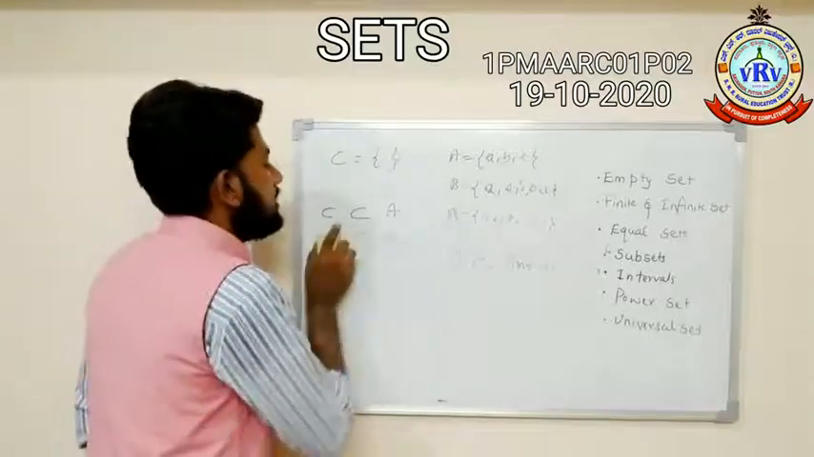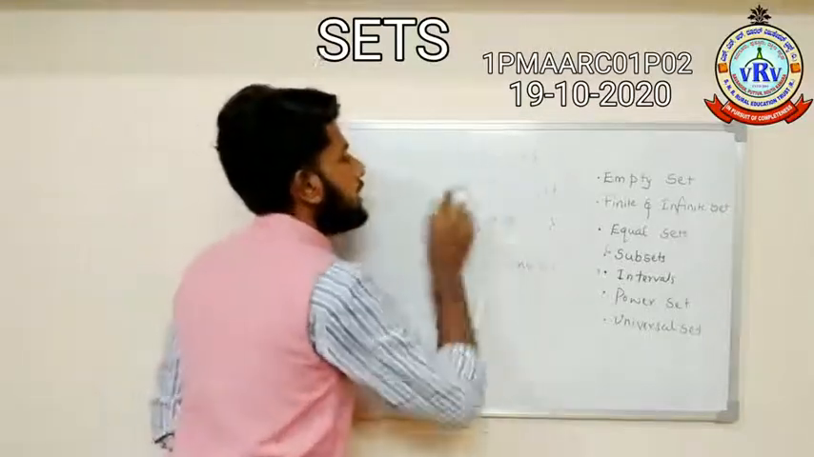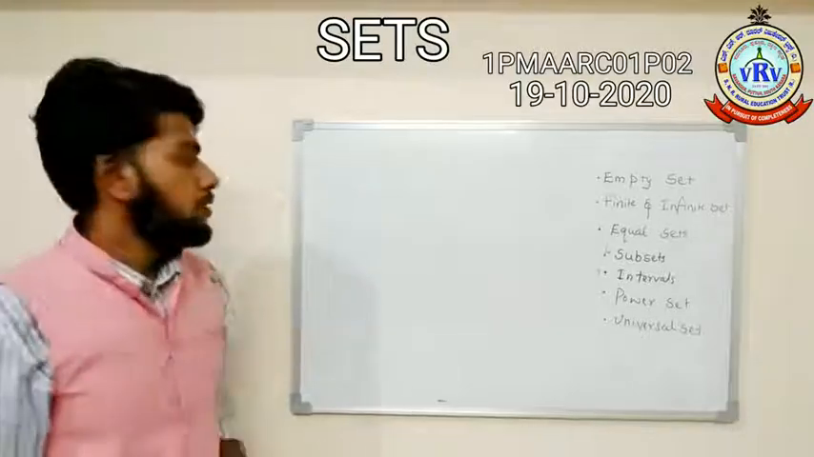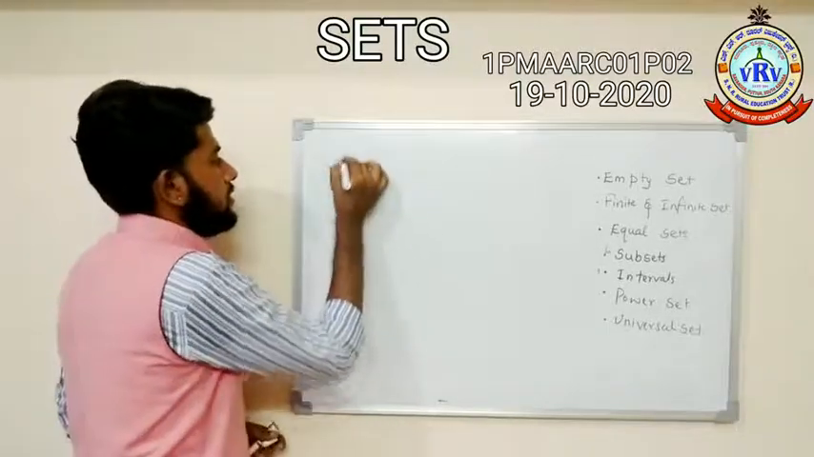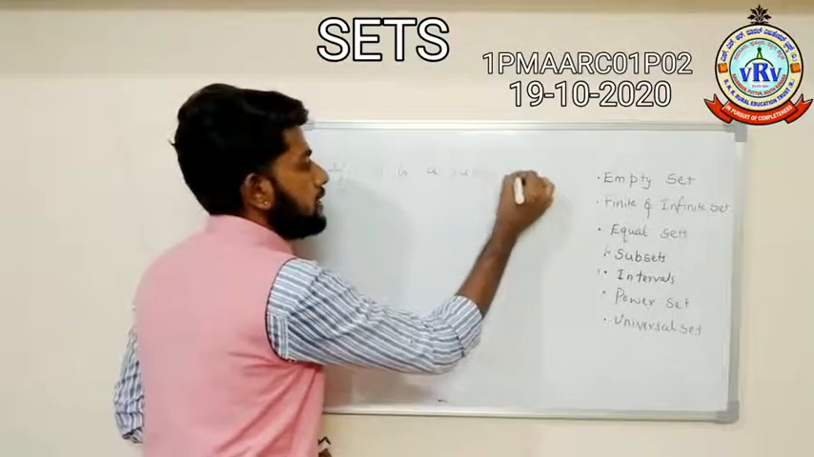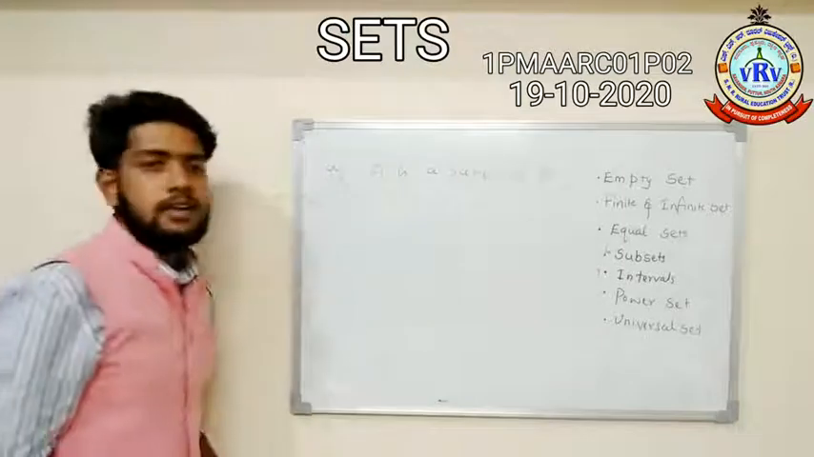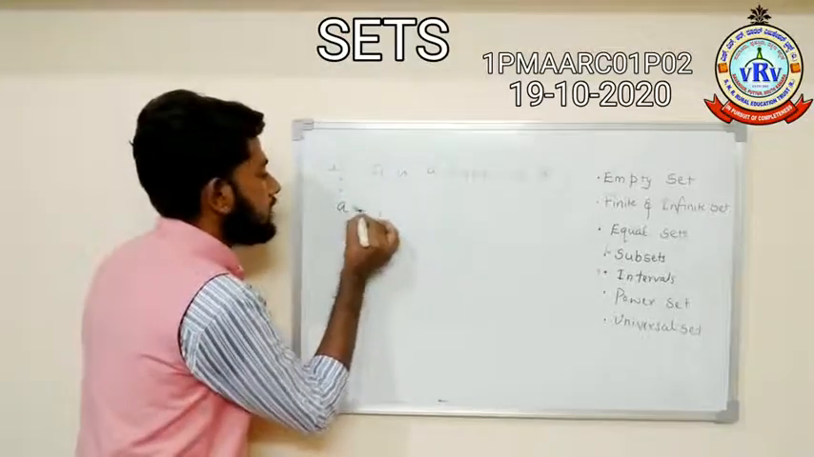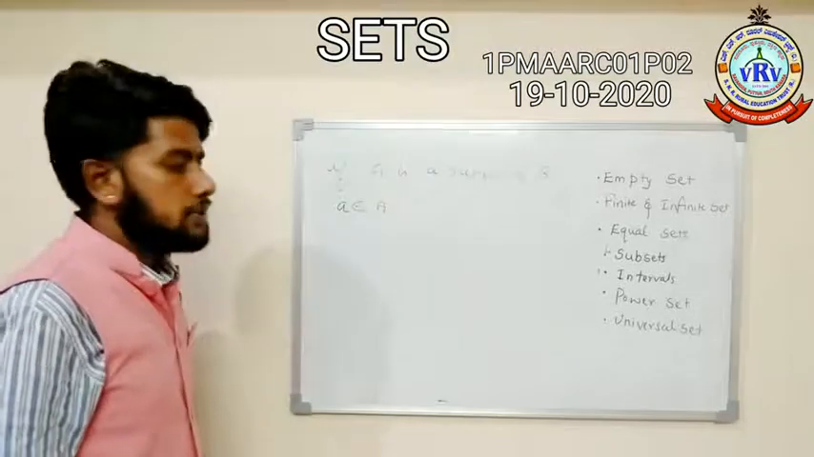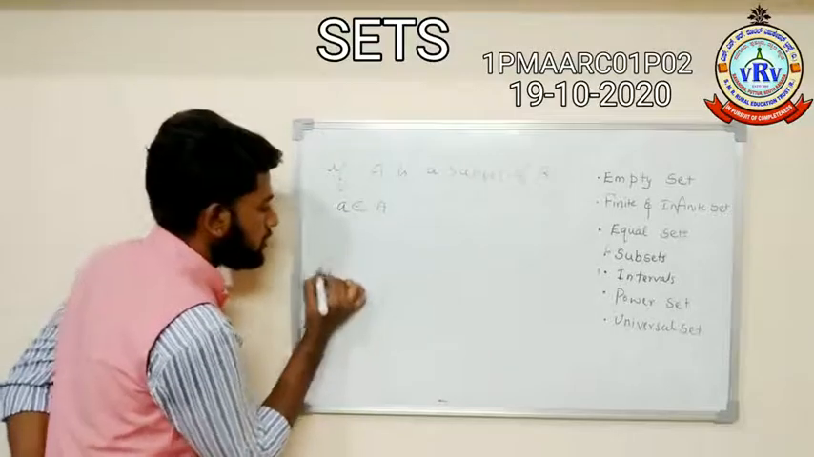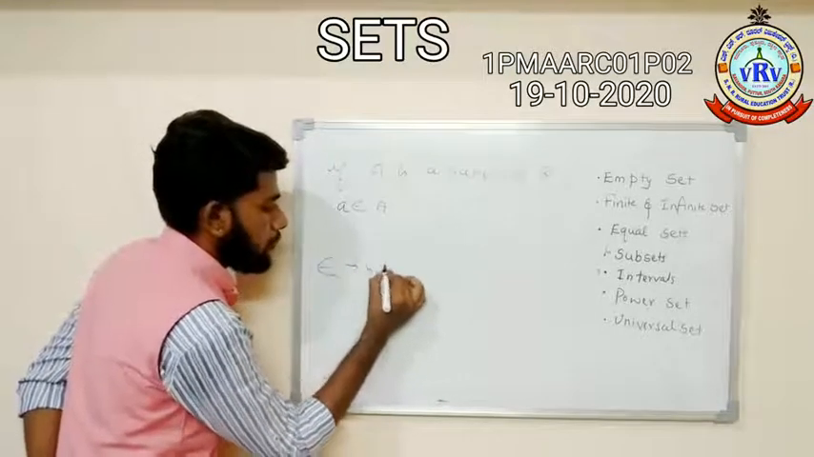Okay. In other words, we can define the subset like this. If A is a subset of B, I am considering one element in the set A. Here this epsilon symbol means belongs to.